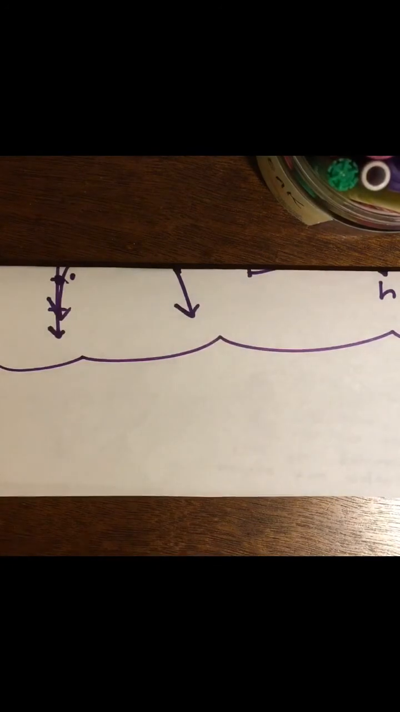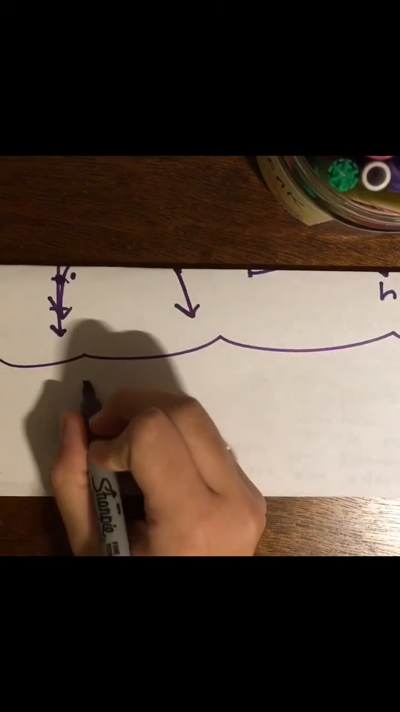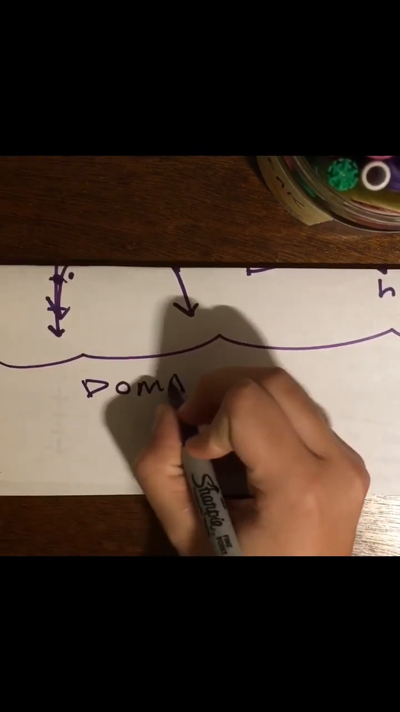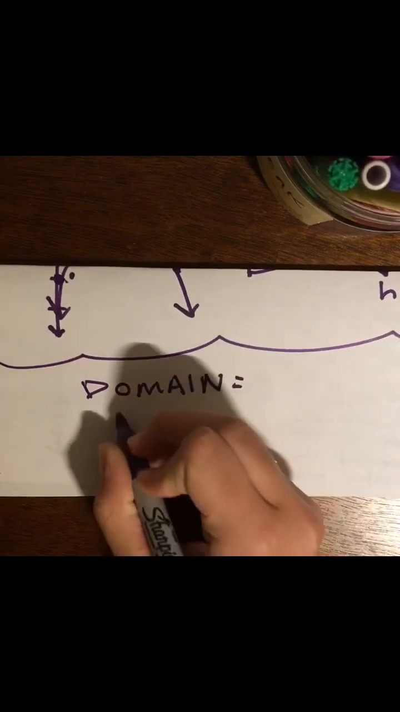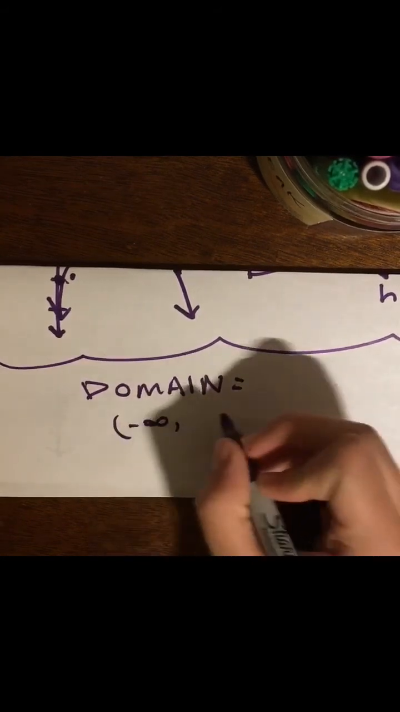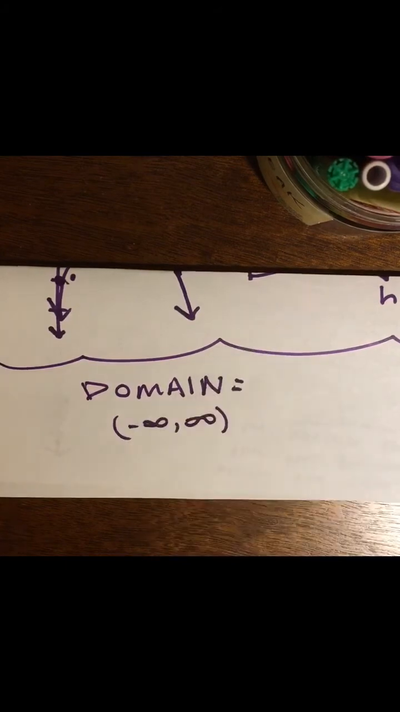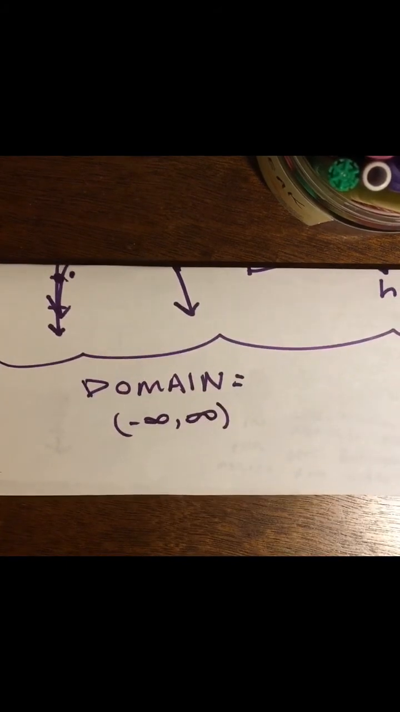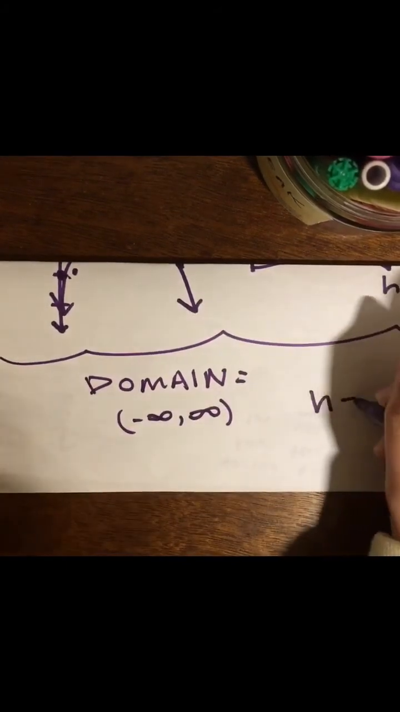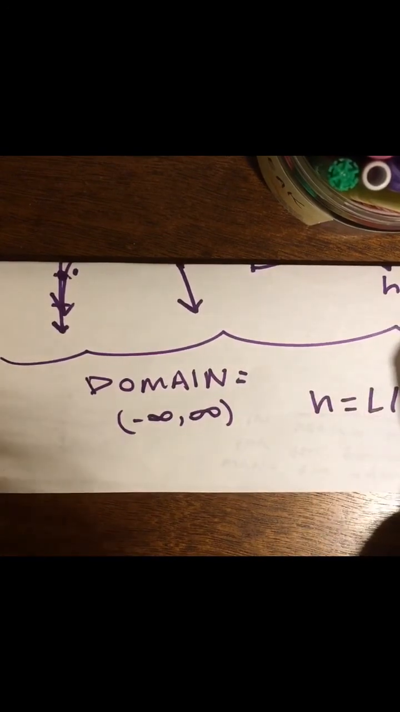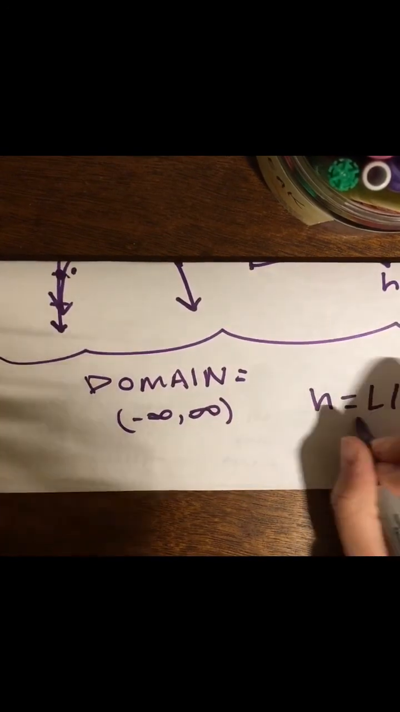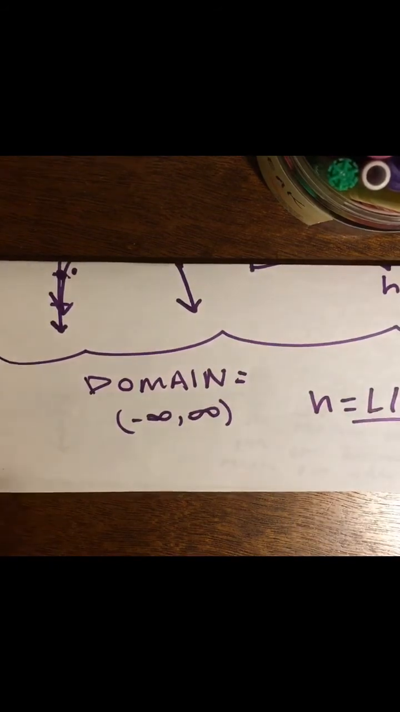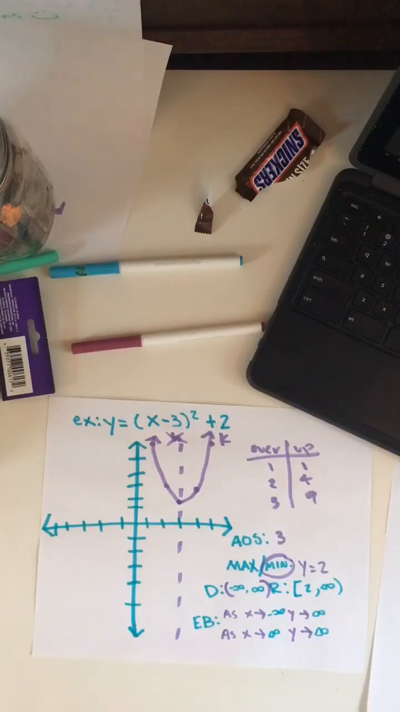A couple good things to remember: the domain is always the same. It's always going to be negative infinity, comma, positive infinity in parentheses. And you always have to remember that h equals a big, fat liar. Do not trust h. It is never correct. And a quick study tip to find the domain for every graph you do: domain is always the same.